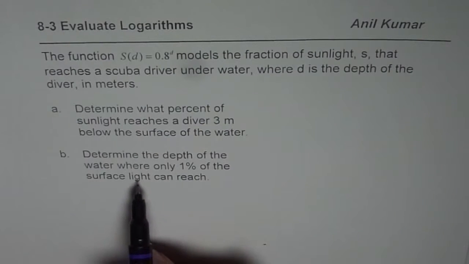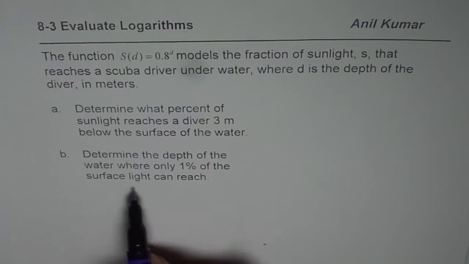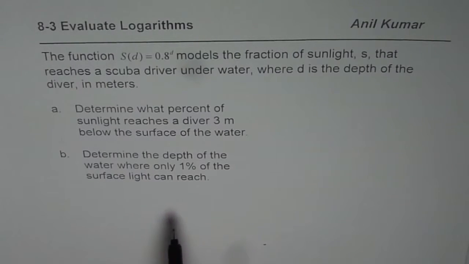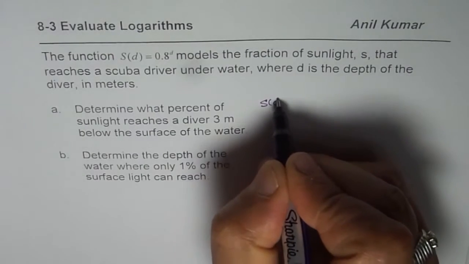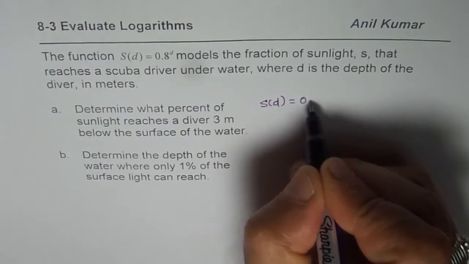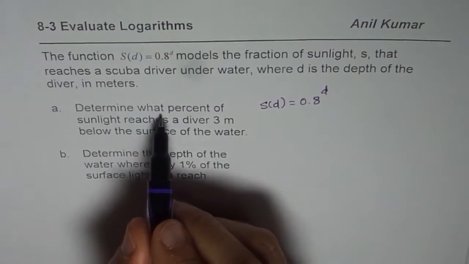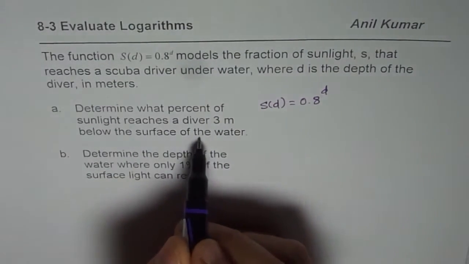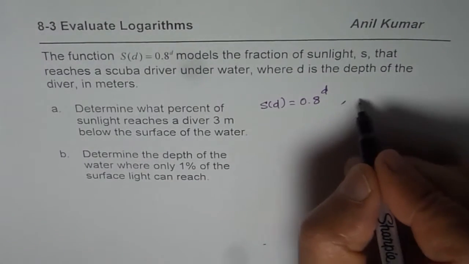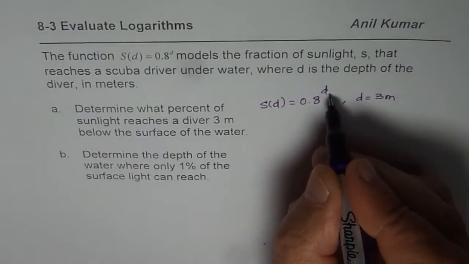Part B is determine the depth of the water where only 1% of the surface light can reach, right? So basically we have to work with the given equation. It is capital S of D equals 0.8 to the power of D. Here, when we say determine what percent of sunlight reaches a diver 3 meters below the surface, 3 is the D value, right? So D is 3 meters. We can substitute and then calculate.